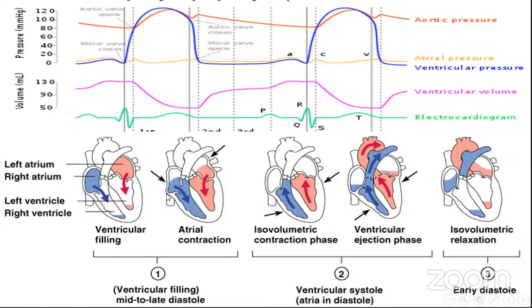But soon, the SA node starts firing, depolarizing the atria and causing atrial systole, that pushes the remaining 20% of blood into the ventricle. And this is the period of ventricular filling. The blood accumulated at the end of this phase, at the end of diastole, is called end diastolic volume.